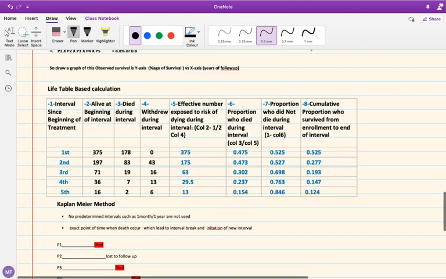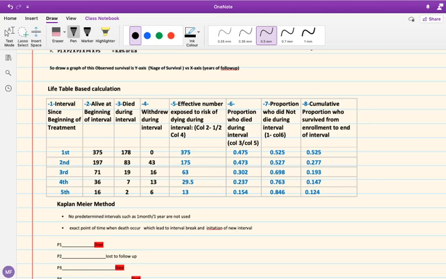So suppose that there is a treatment which has been started and is followed for a 5 year time interval. Up till 5 years we assume that we are getting this data, and the information on withdrawn individuals is also being provided over here. So we have enrolled 375 individuals. Out of them, after 1 year, 178 remain alive, but 0 have withdrawn. So the effective number of exposed individuals who died during the interval is not relevant over here. Forget about these blue columns right now.